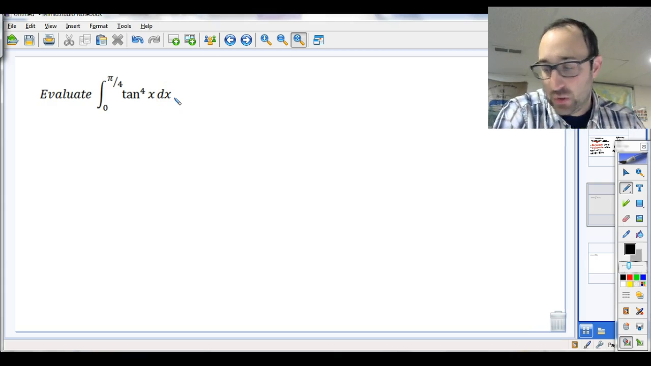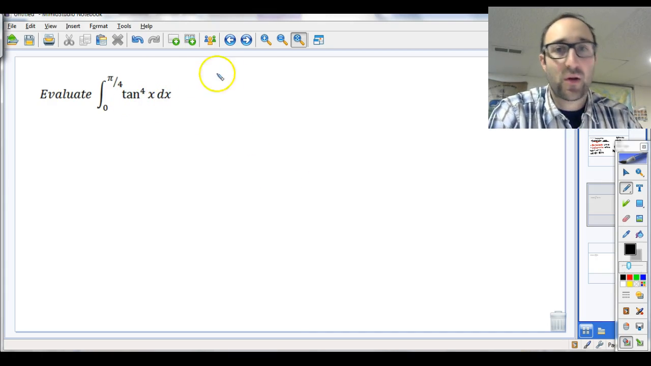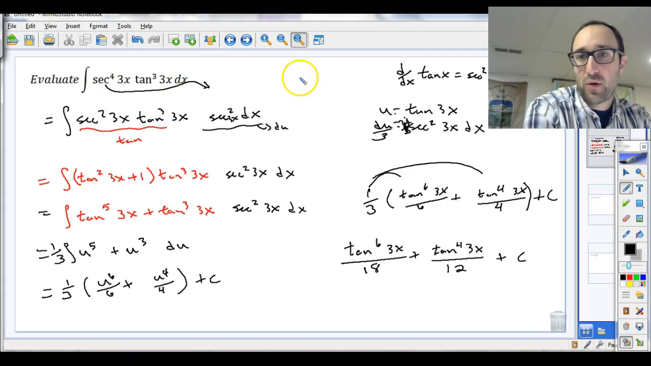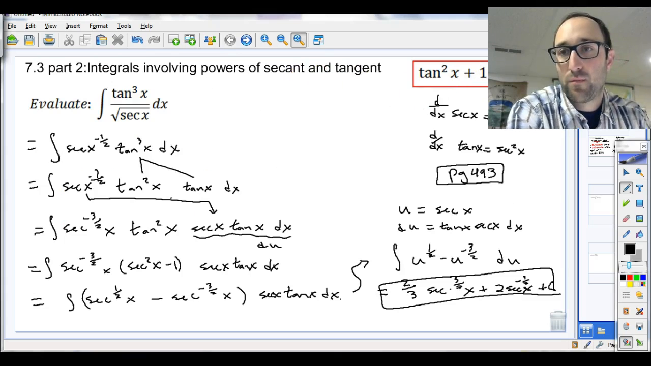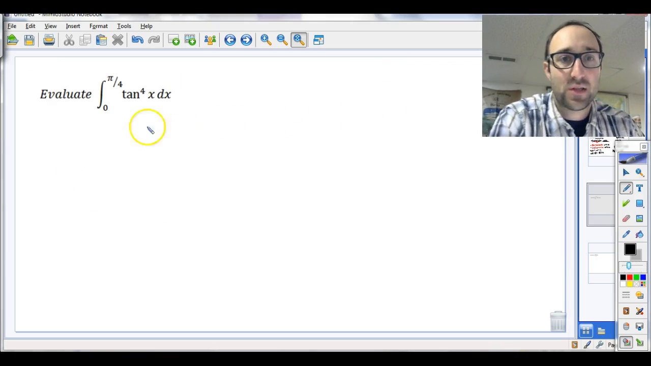Well, what do I do here? I would break up tangent to the fourth into tangent squared times tangent squared, and we can rewrite tangent squared. Do you remember what it is? Tangent squared plus 1 equals secant squared. So we can say tangent squared is secant squared minus 1. Let's see what that gives us.